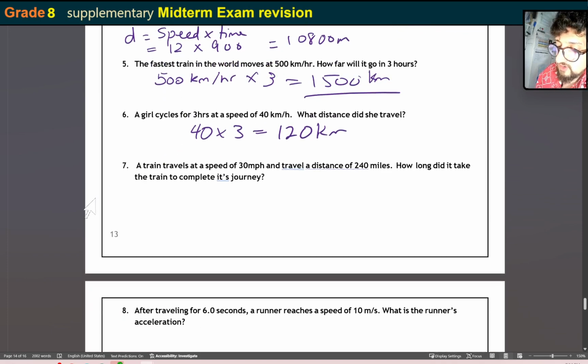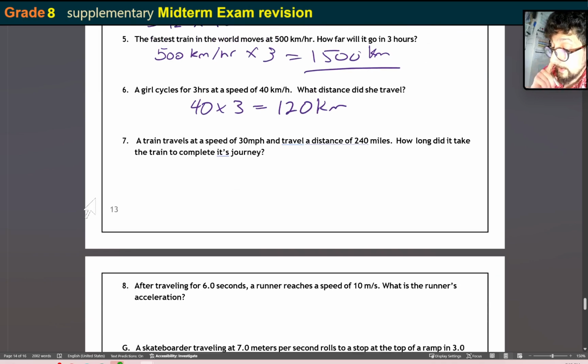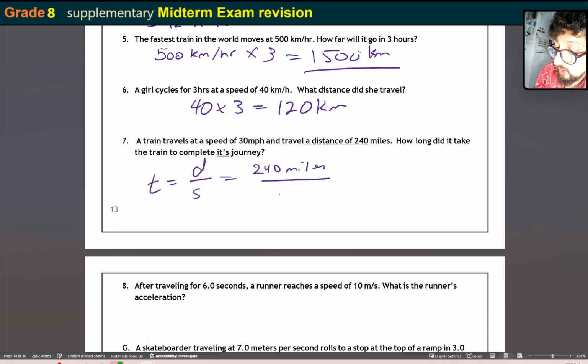A train travels at a speed of 30 miles per hour and travels a distance of 240 miles. How long did it take the train to complete its journey? Okay, so once again, time is equal to distance over speed. So we've got 240 miles all over 30 miles per hour. So 240 divided by 30, which equals 8 hours.